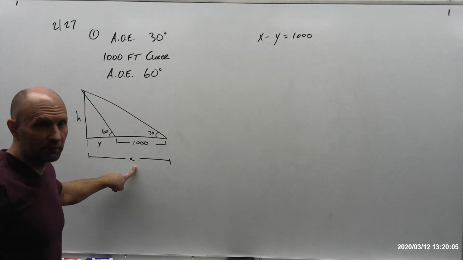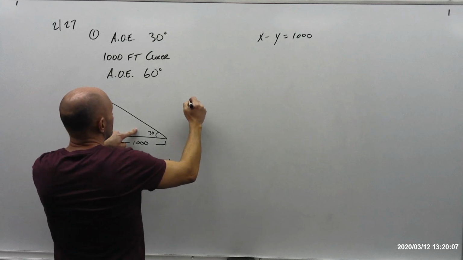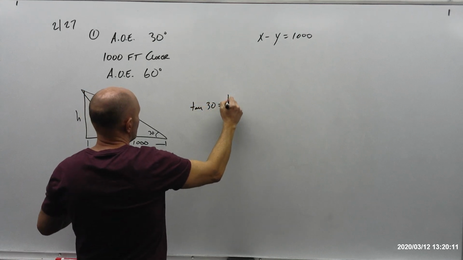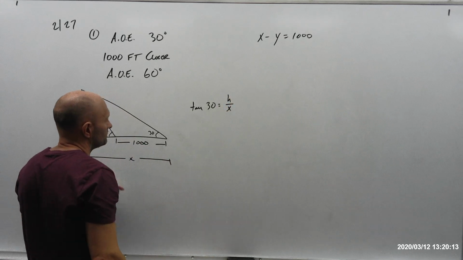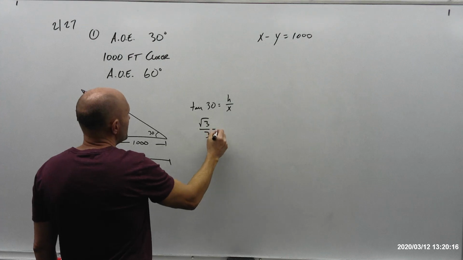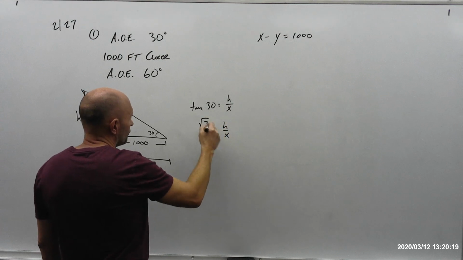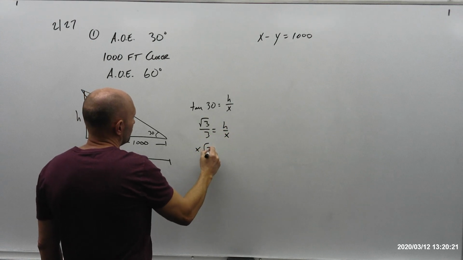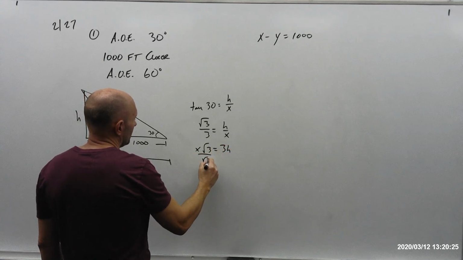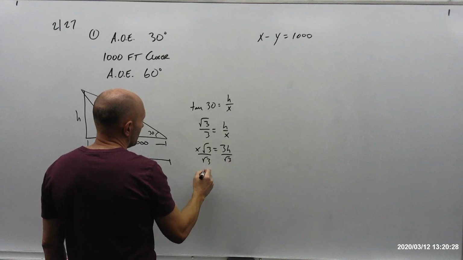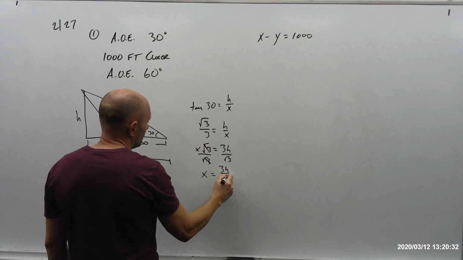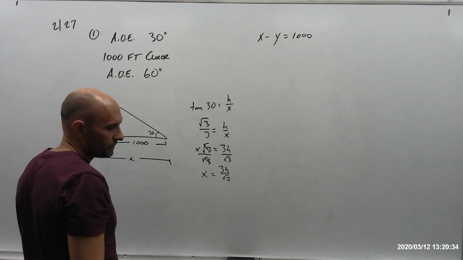So for x, tangent of 30 is opposite over adjacent, h over x. Tangent of 30 is root 3 over 3. So cross multiply, we get x times square root of 3 is 3h. Divide everything by root 3. We get x is equal to 3h over root 3.